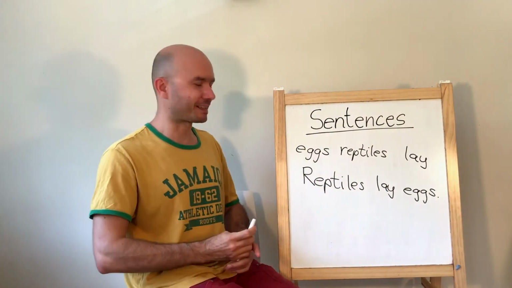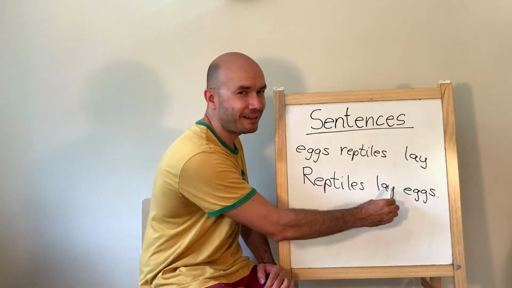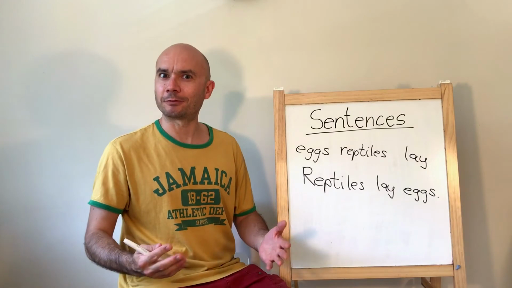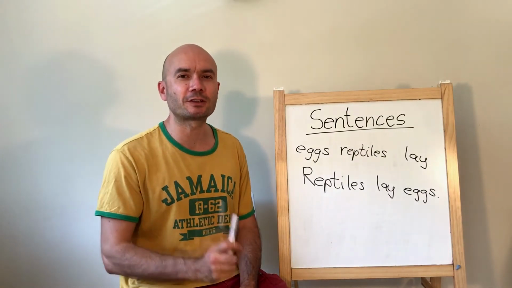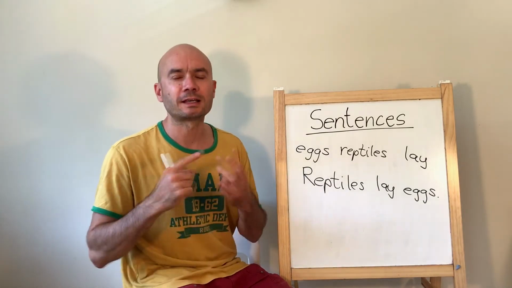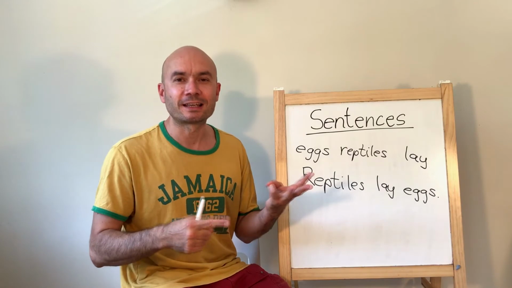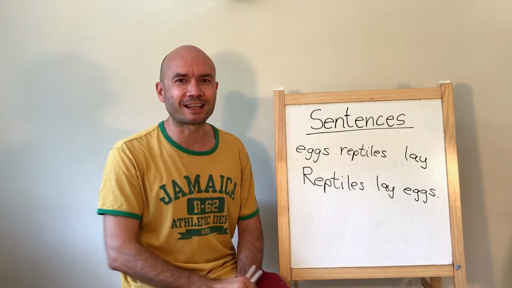So now we've got a sentence. Let's read it. Reptiles lay eggs. Now, it makes sense. It gives us some important information about reptiles. It tells us that reptiles, crocodiles, snakes, turtles, they lay eggs. And even dinosaurs, a long time ago, they used to lay eggs.